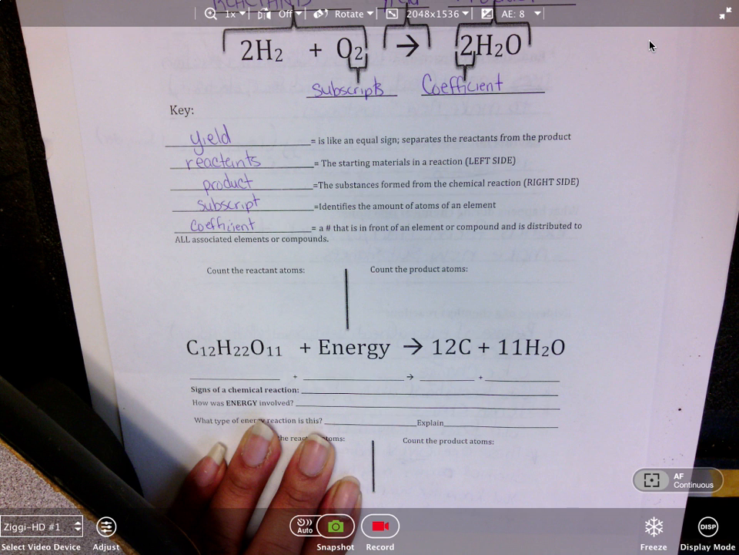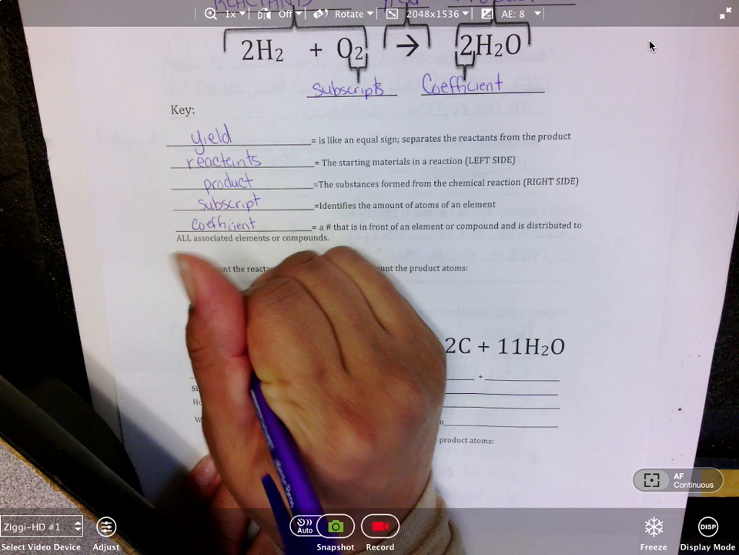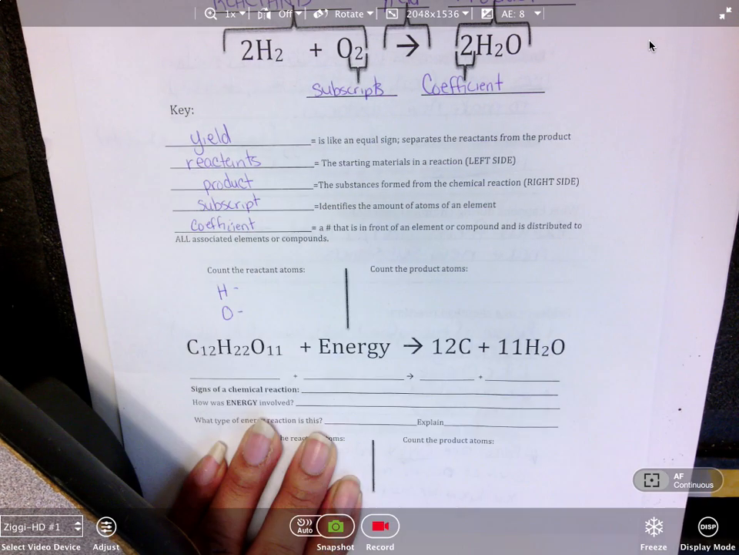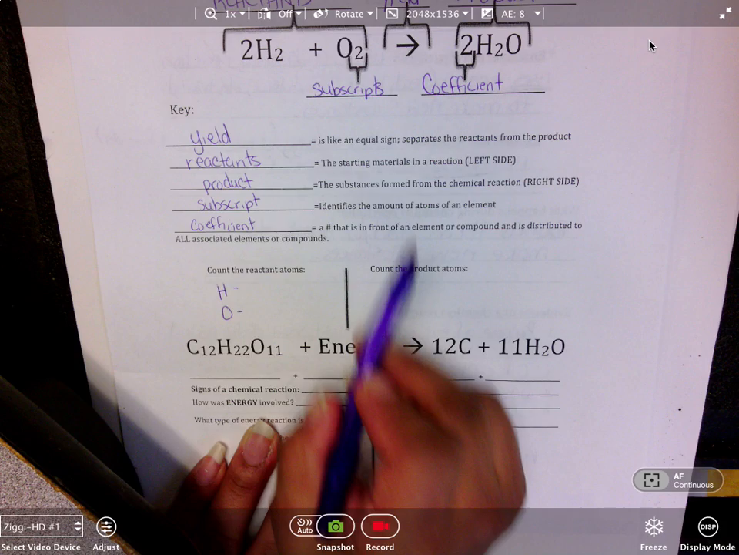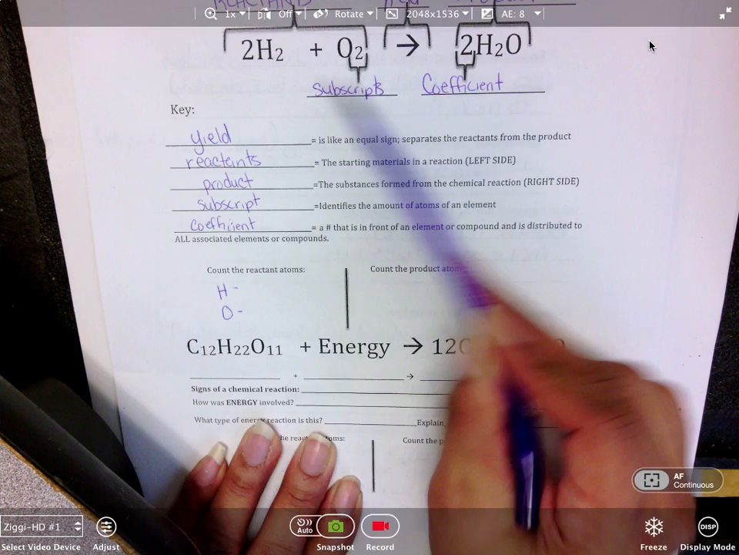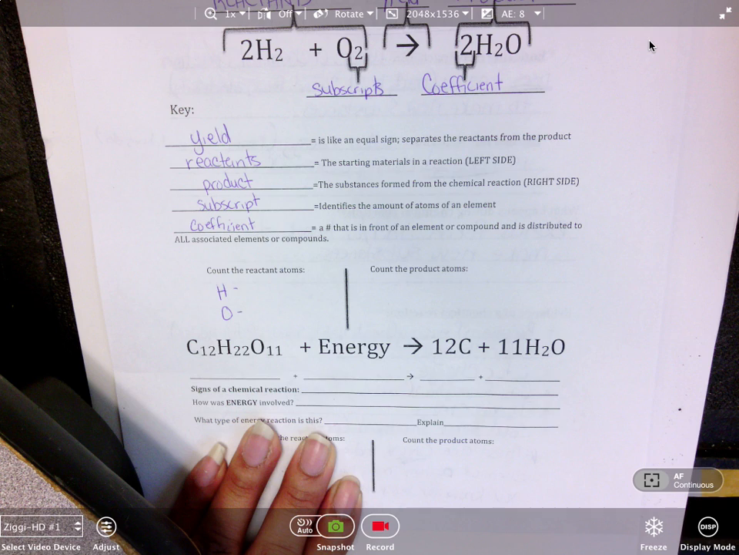Okay, turn around and look this way, Kwan. We have hydrogen and we have oxygen. I'm looking at this equation. You're not listening. We're still just talking about that equation.